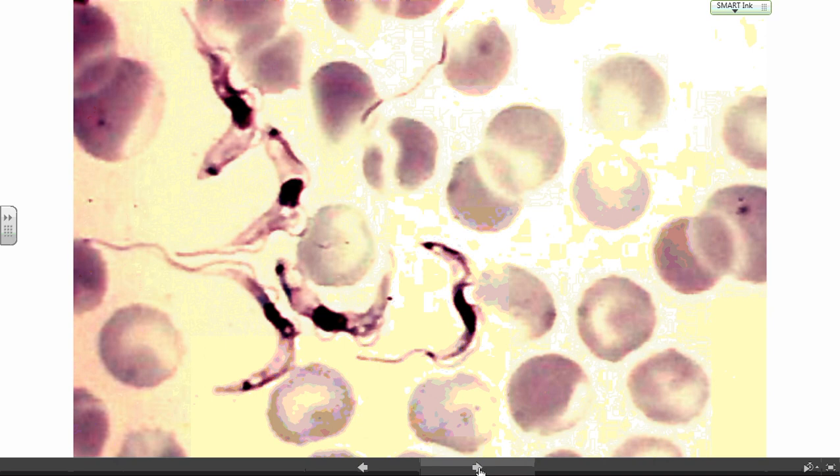How do you get this trypanosome inside you? Yeah, they're these flies, and they're called tsetse flies. You might think of them sort of like mosquitoes. They bite people, try to feed on the blood.